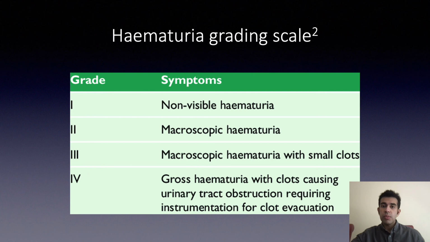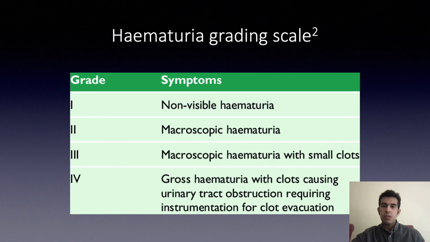They say non-visible hematuria, which might be picked up on a urine dipstick. Macroscopic hematuria, which is typically what you might see in the bag. Macroscopic hematuria with small clots, which is something we didn't see in this situation, but it might give you some indication as to how much the patient is bleeding and perhaps where as well. And then the worst one being gross hematuria with clots causing urinary tract obstruction requiring instrumentation or clot evacuation.